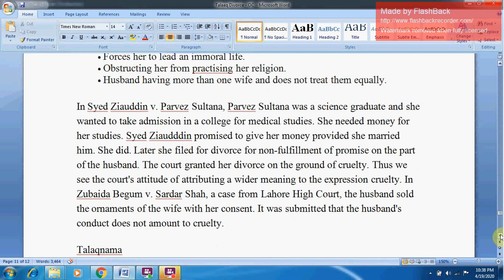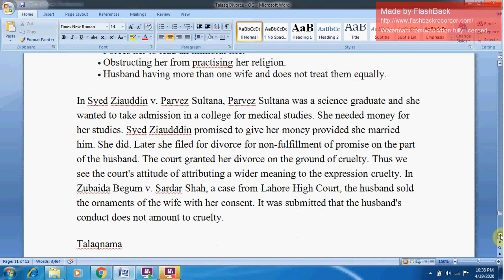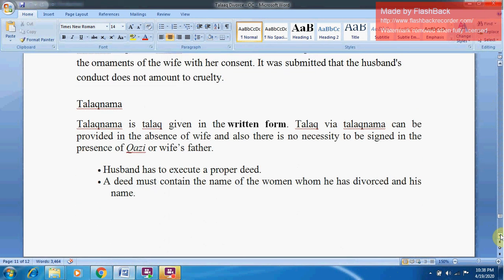In Zubaydah Begum versus Sardar Shah, a case from the Lahore High Court, the husband sold the ornaments of the wife with her consent. It was submitted that the husband's conduct does not amount to cruelty.